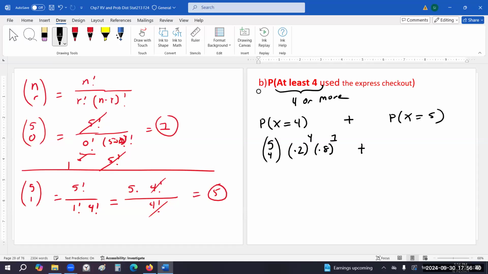Okay, who would like to try the next one? Go ahead. 5 choose 5, 0.2 to the 5, 0.8 to the 0. Perfect. And now you punch your calculator and get the answer for both of them, and then you get the two. Do you already have the answer?